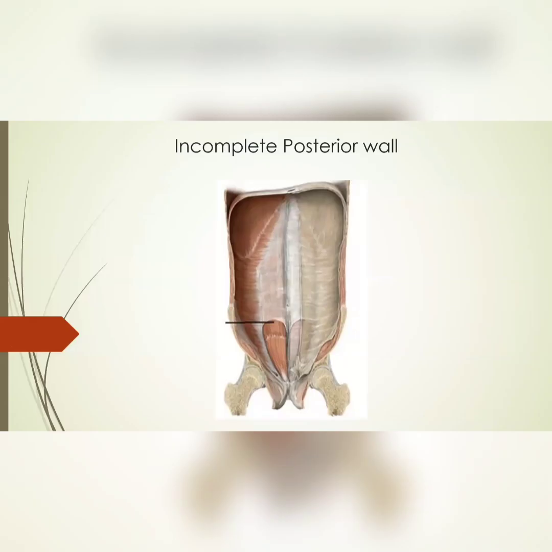Here's the posterior view of the anterior abdominal wall. We can see there is an arc-like line at which the rectus sheath is deficient at the level C. So this line is called arcuate line. The inferior epigastric artery enters the rectus sheath.